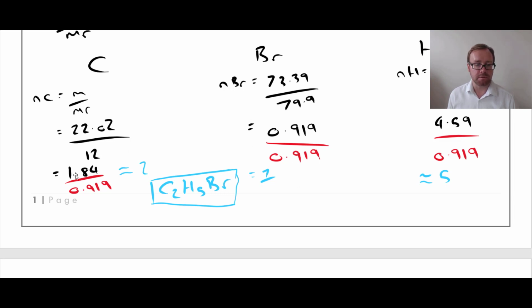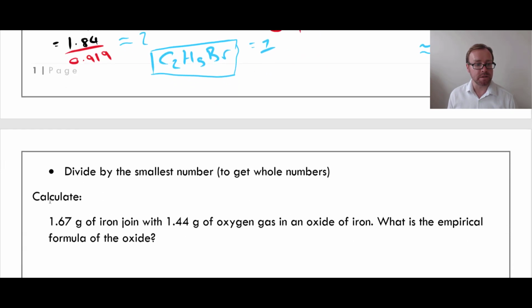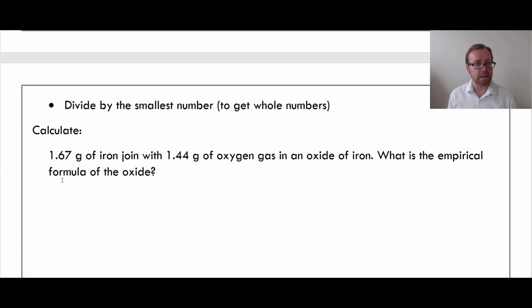Right, so pretty straightforward, I think. I think you should be able to do the next question. So here we go. Calculate: 1.67 grams of iron join with 1.44 grams of oxygen gas in an oxide of iron. What is the empirical formula of the oxide? Okay, remember you need to get a whole number ratio. Alright, so I'll give you a couple of minutes to do it, then we'll go through the answer.